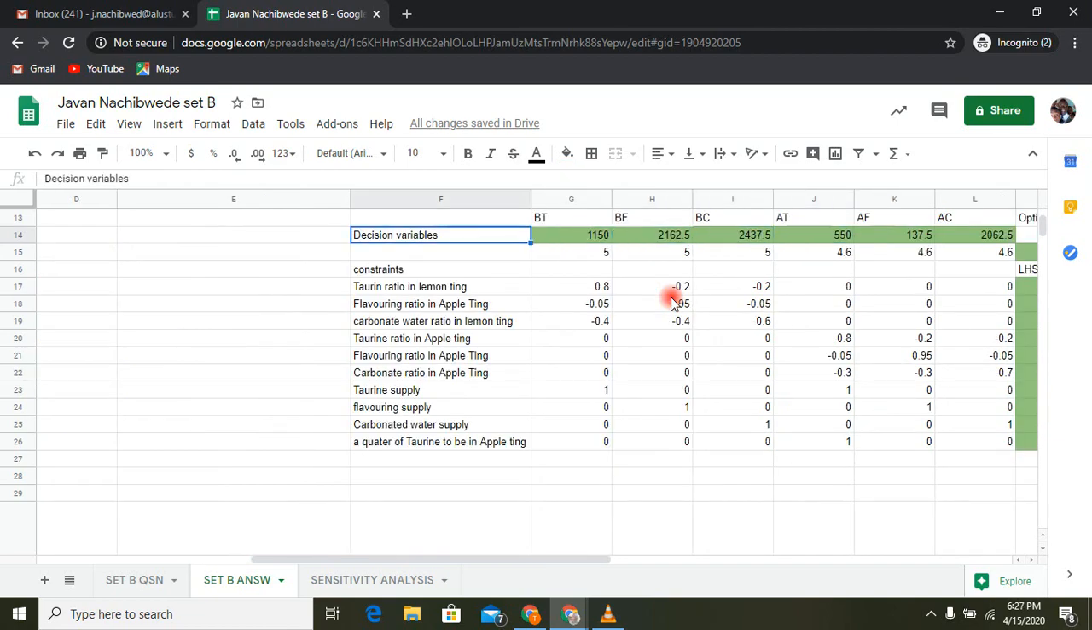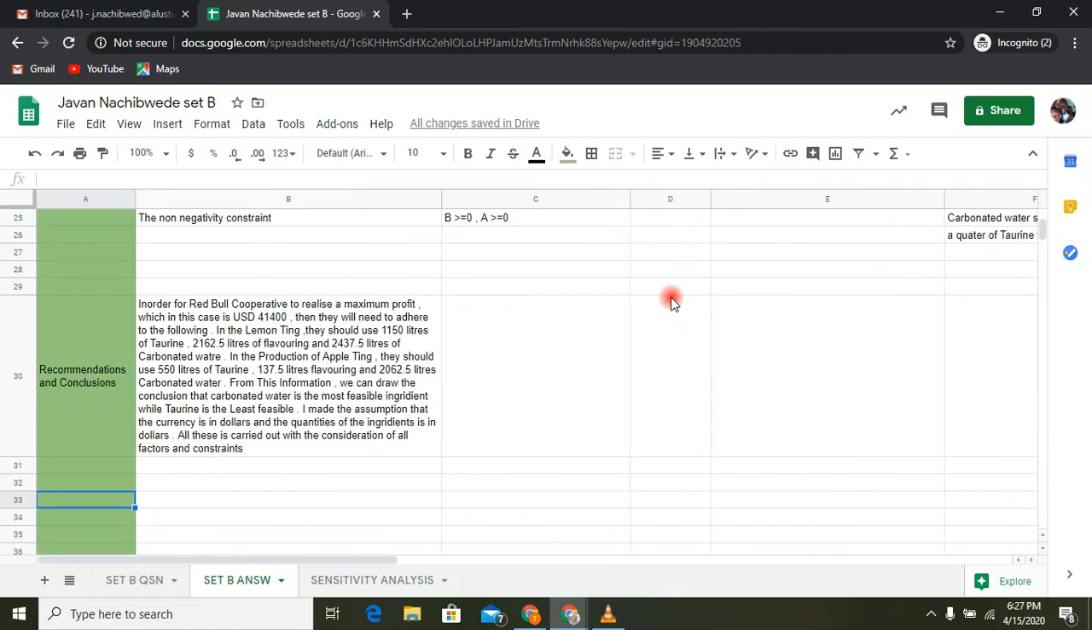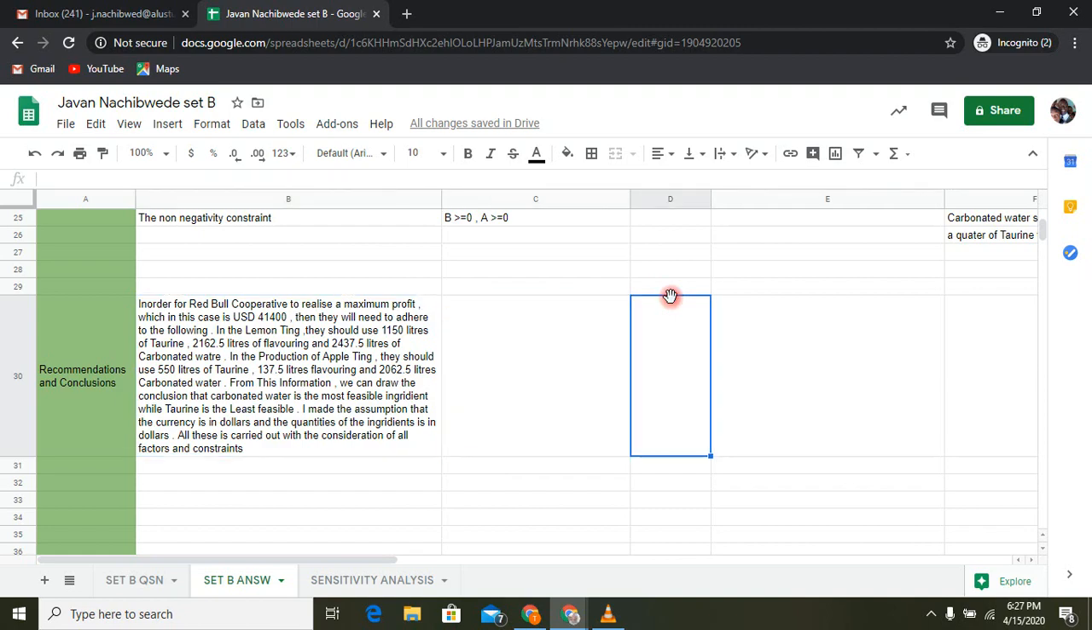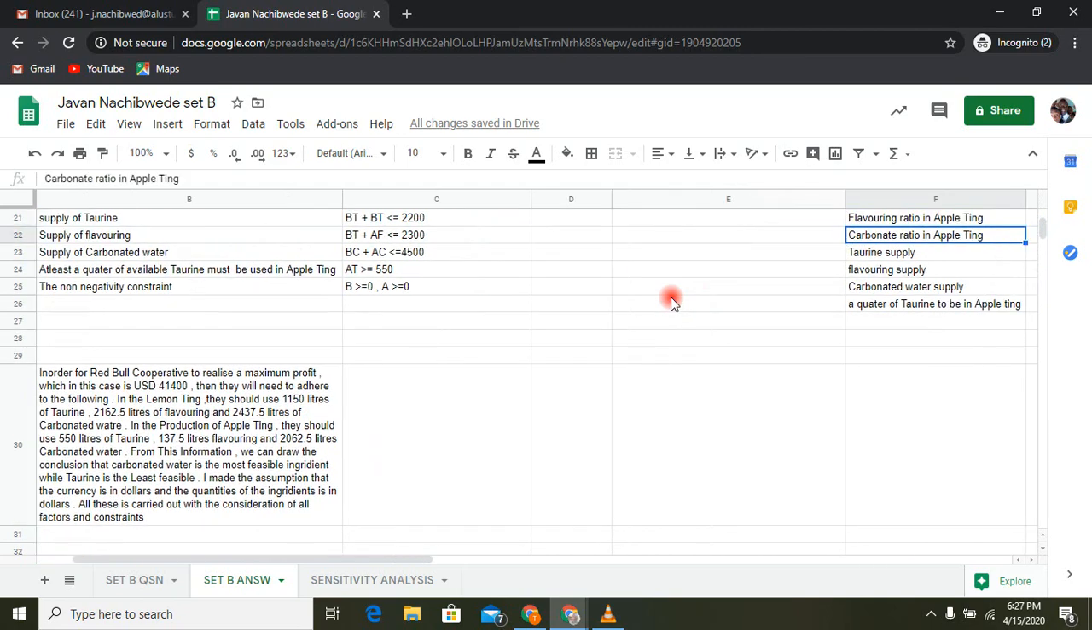Yeah, so it's also the same to the apple ting. And then lastly, from this information you can draw the conclusion that carbonated water is the most feasible ingredient, while taurine is the least feasible when you look at the amounts that were used. And then some of the assumptions that I made is that the currency I used is in dollars, and the quantity of ingredients is in liters, and then all this is carried out in consideration of all factors and constraints.